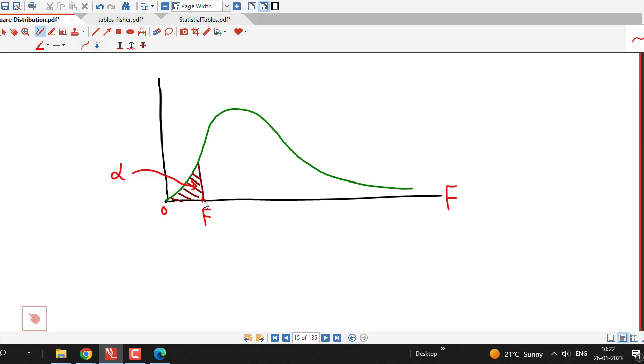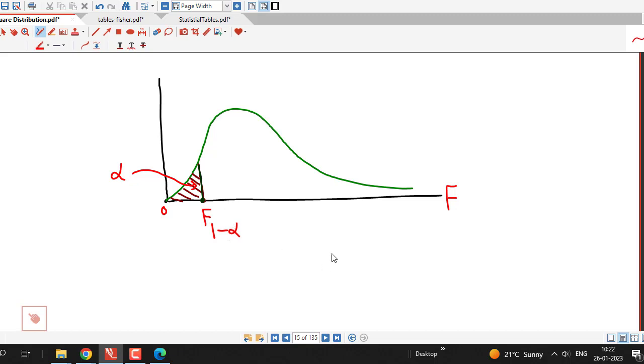We denote this point by f suffix some quantity such that the area to the right side of this point is that quantity. Now it is given that the area to the left side of this point is alpha, and we know that the total area under the probability density curve is always 1. Therefore, the area to the right side of this point is 1 minus alpha. So this we can denote by f suffix 1 minus alpha.